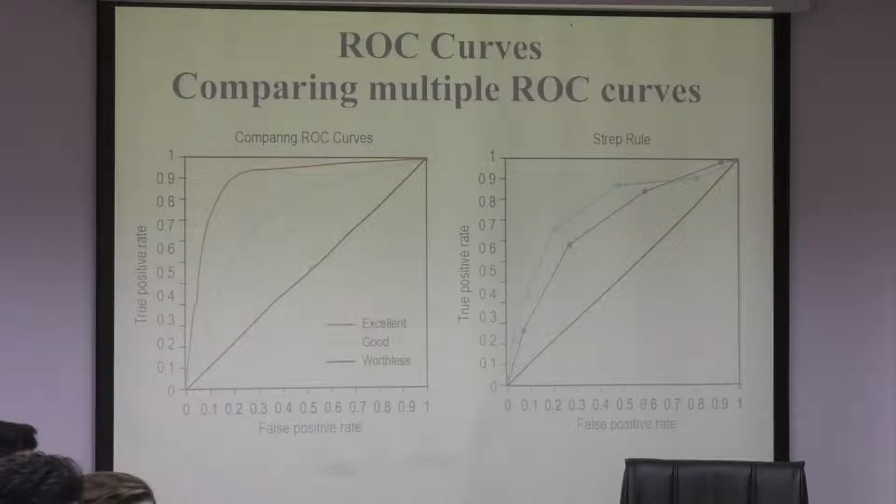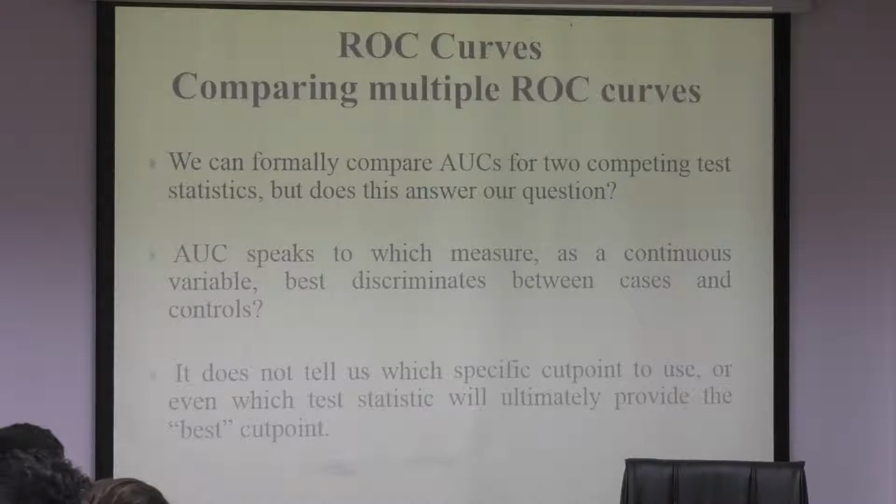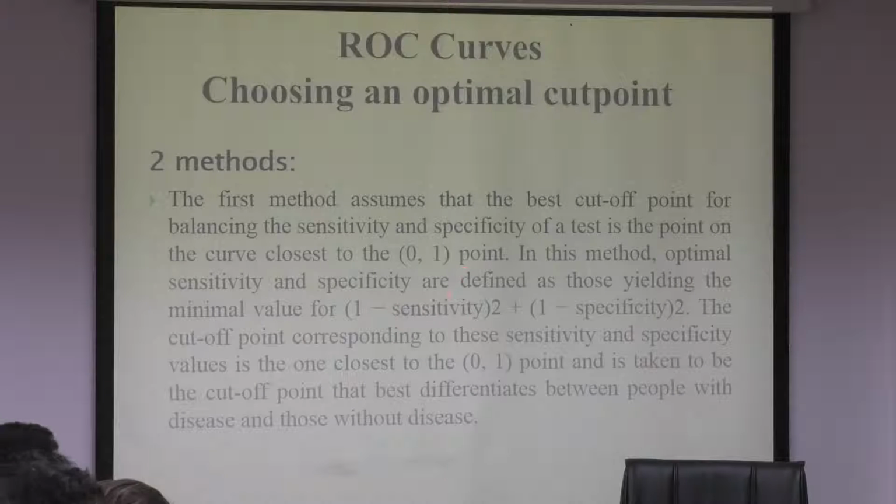The true distance is the square root, but we don't really care about that. I want the absolute value. I want how close it is, right? So all what I'm saying, I want to get the closest distance from the 0,1. The cutoff point corresponding to these sensitivity and specificity values is the one closest to the 0,1 point and is taken to be the cutoff point that best differentiates between people with disease and those without the disease.